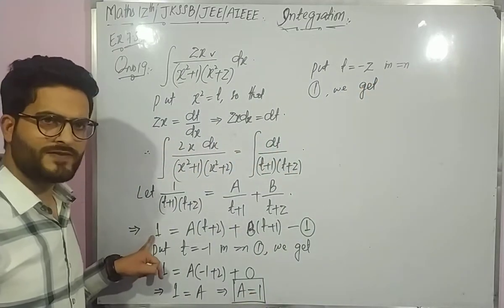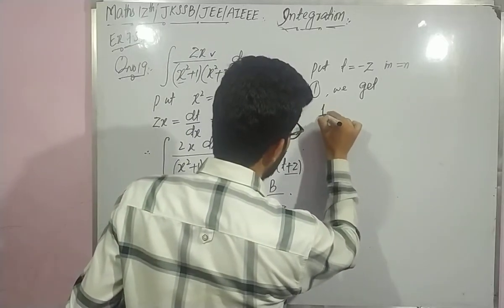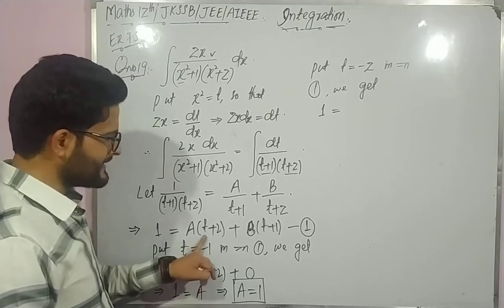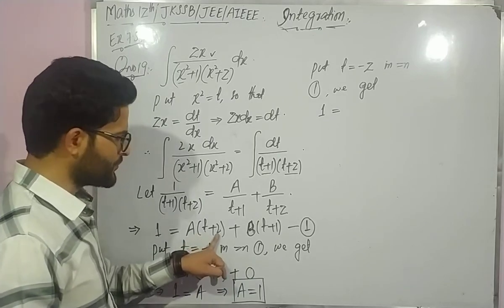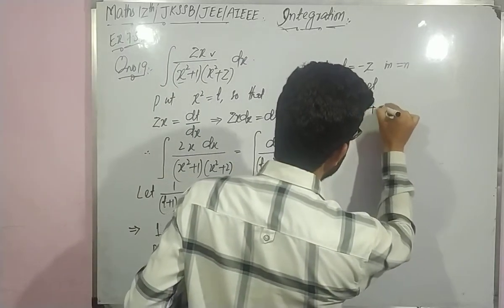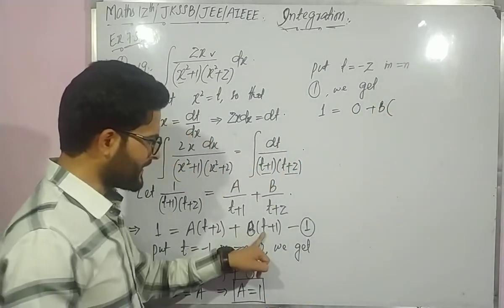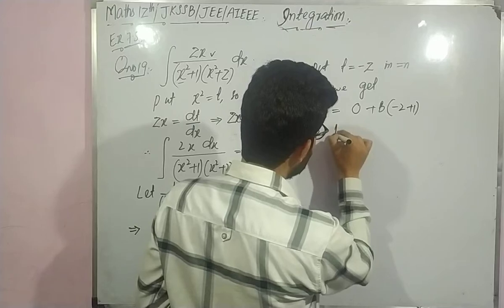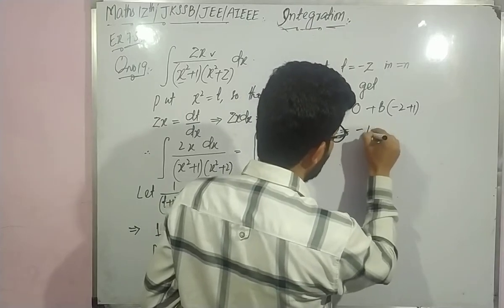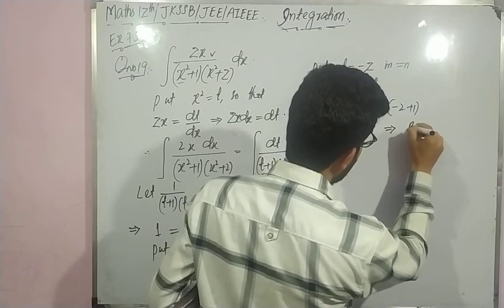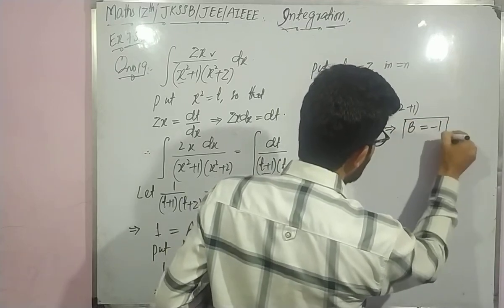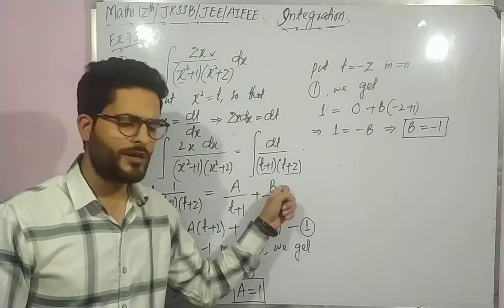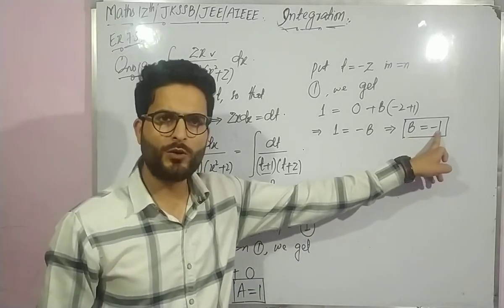Obviously in the LHS we don't have any t, so it is directly equal to 1, so 1 must be equal to, yes, we have taken the value of t as minus 2, so a into minus 2 plus 2, obviously this will get eliminated, so 0 plus b into, put the value of t as minus 2, so minus 2 plus 1, so implies 1 must be equal to b into minus 2 plus 1, and that's minus b, multiplying both sides by minus 1, b must be equal to minus 1. So in that way we have calculated the values of both the constants, a is equal to 1 and b is equal to minus 1.